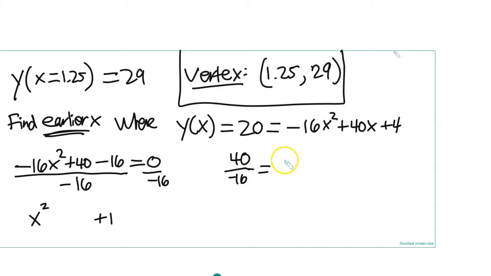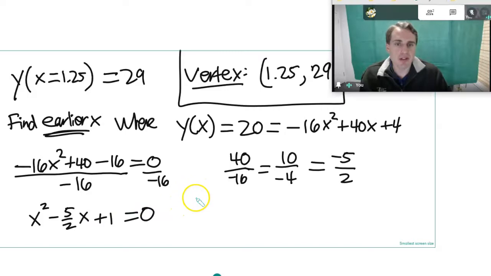So let's see, I think that's 10 over negative 4, which is negative 5 over 2. And there's going to be an x there, right? Right. So this is not too bad. It's x squared minus 5 over 2x plus 1 equals 0. Okay? I think we can solve that, right?